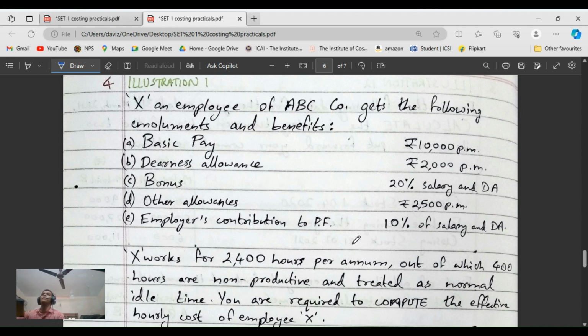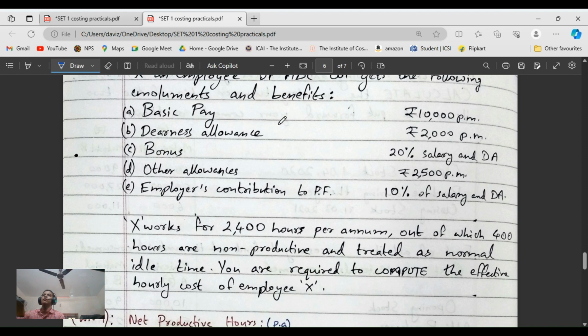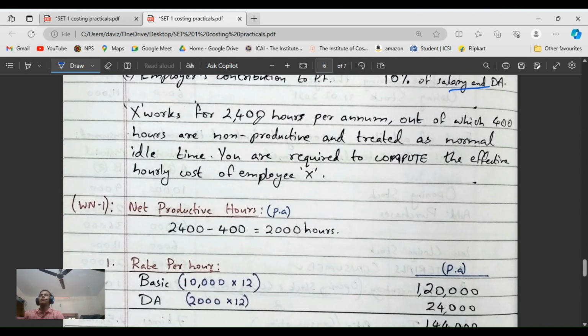Question number 4. X, an employee of ABC company, gets the following emoluments and benefits. Basic pay 10,000 per month, dearness allowance 2,000 per month, bonus 20% of salary and DA, other allowance 2,500 per month. Employer's contribution to PF is 10% of salary and DA. X works for 2,400 hours per annum, out of which 400 hours are non-productive and treated as normal idle time. You are required to compute the effective hourly cost of employee X.